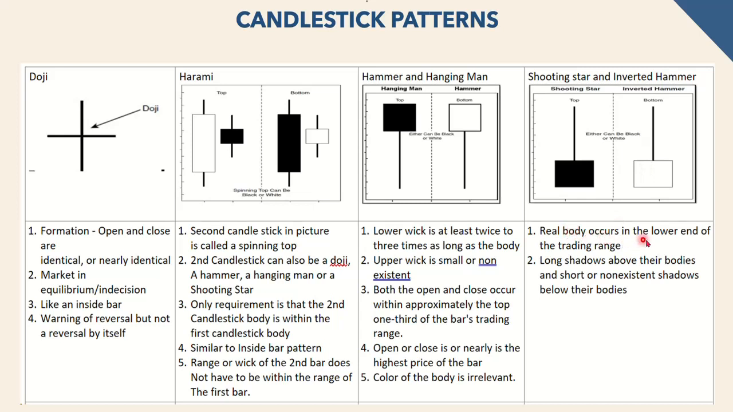Real body occurs in the lower end of the trading range. Long shadow above their bodies and short or non-existent shadows below their bodies. Long shadow above their bodies. At the bottom, there can be a small shadow or sometimes non-existent as well.